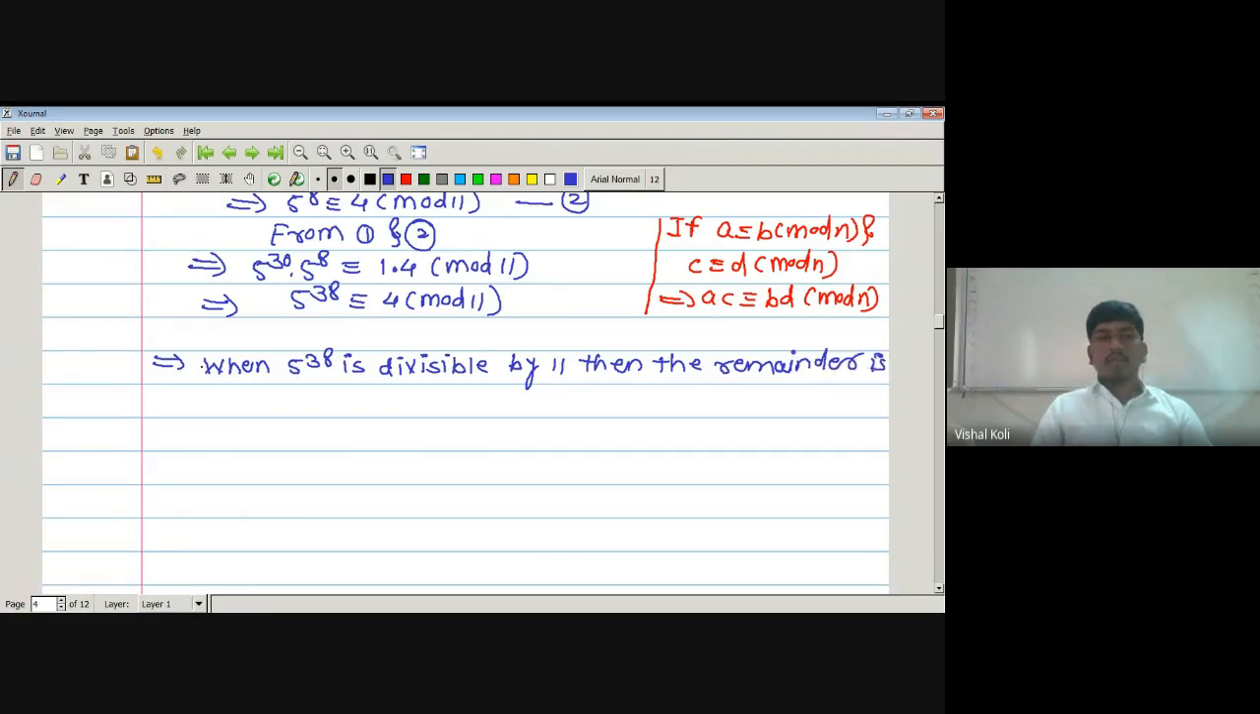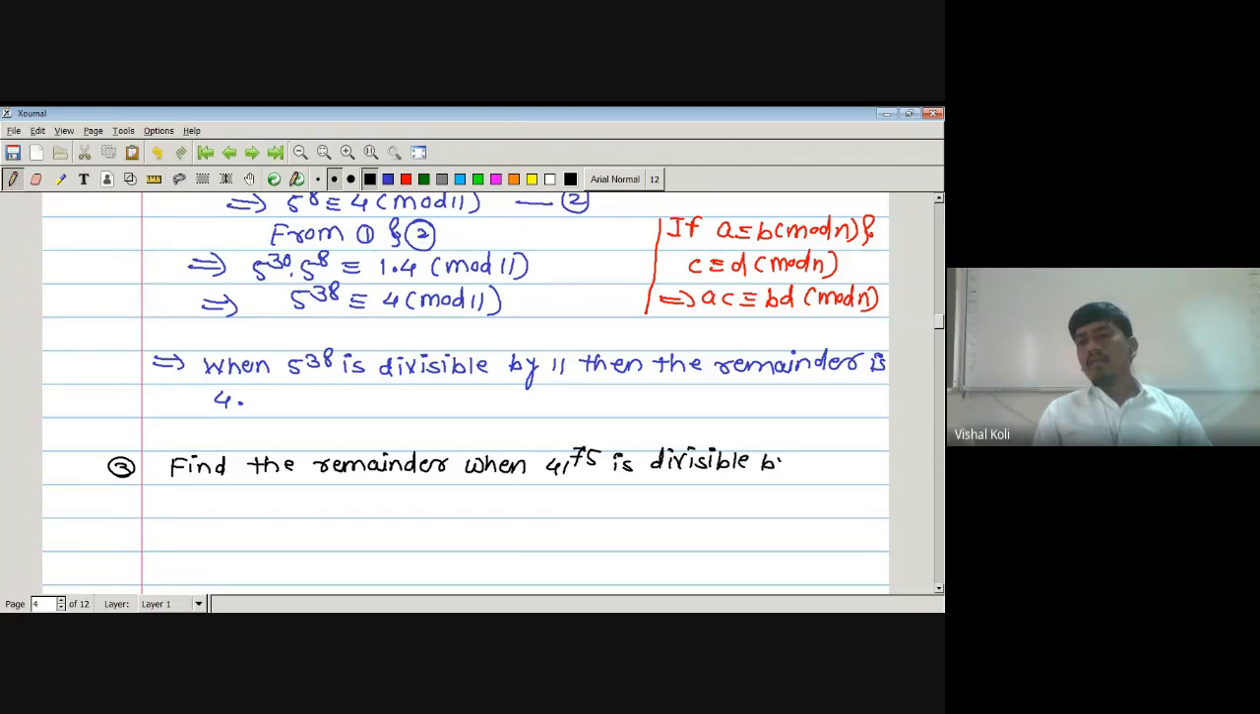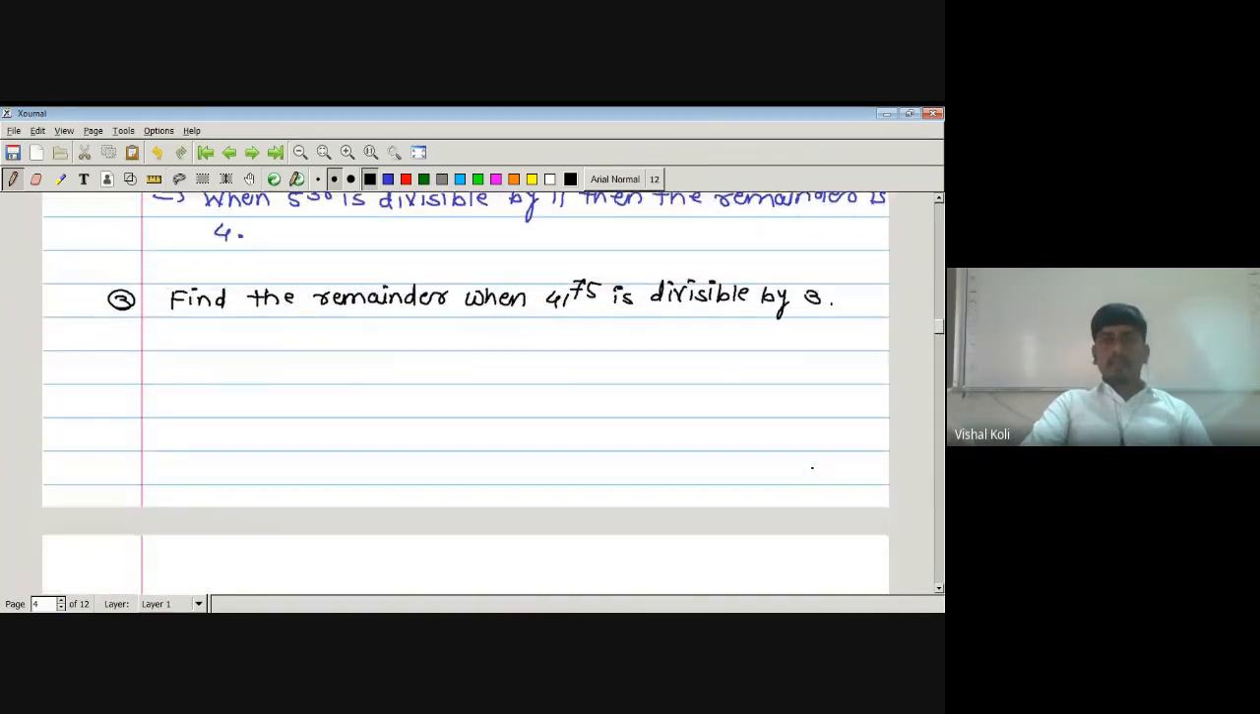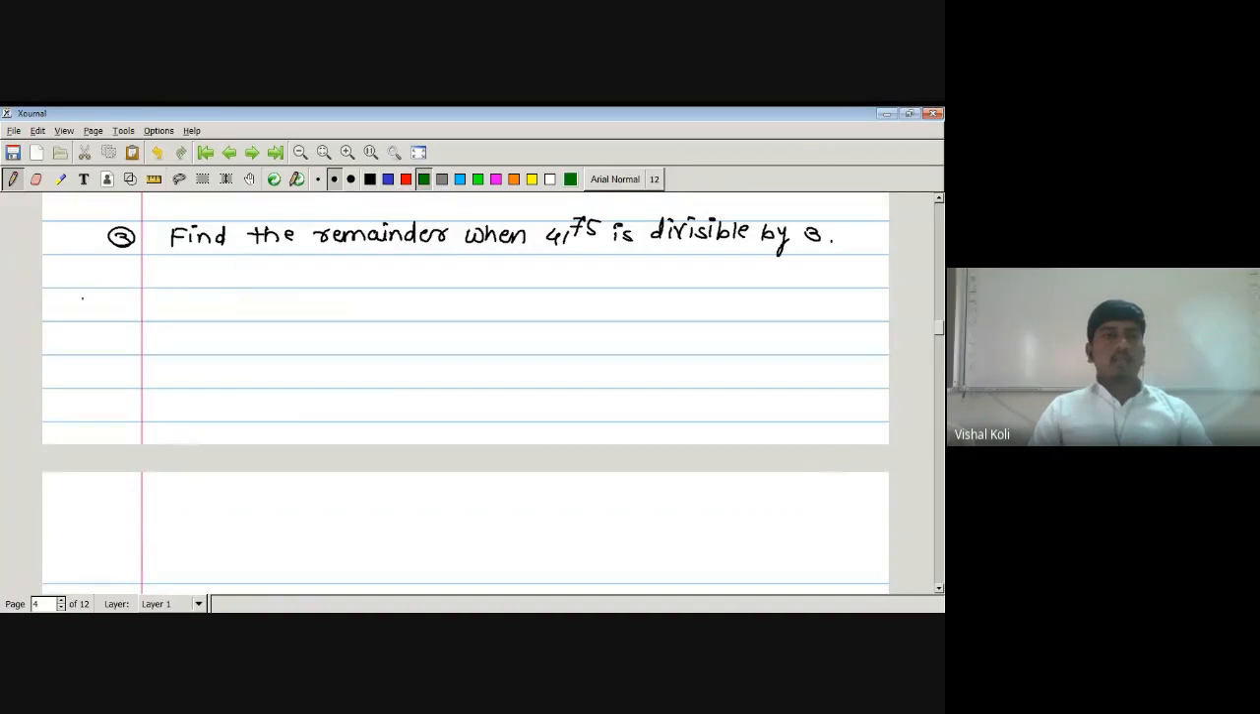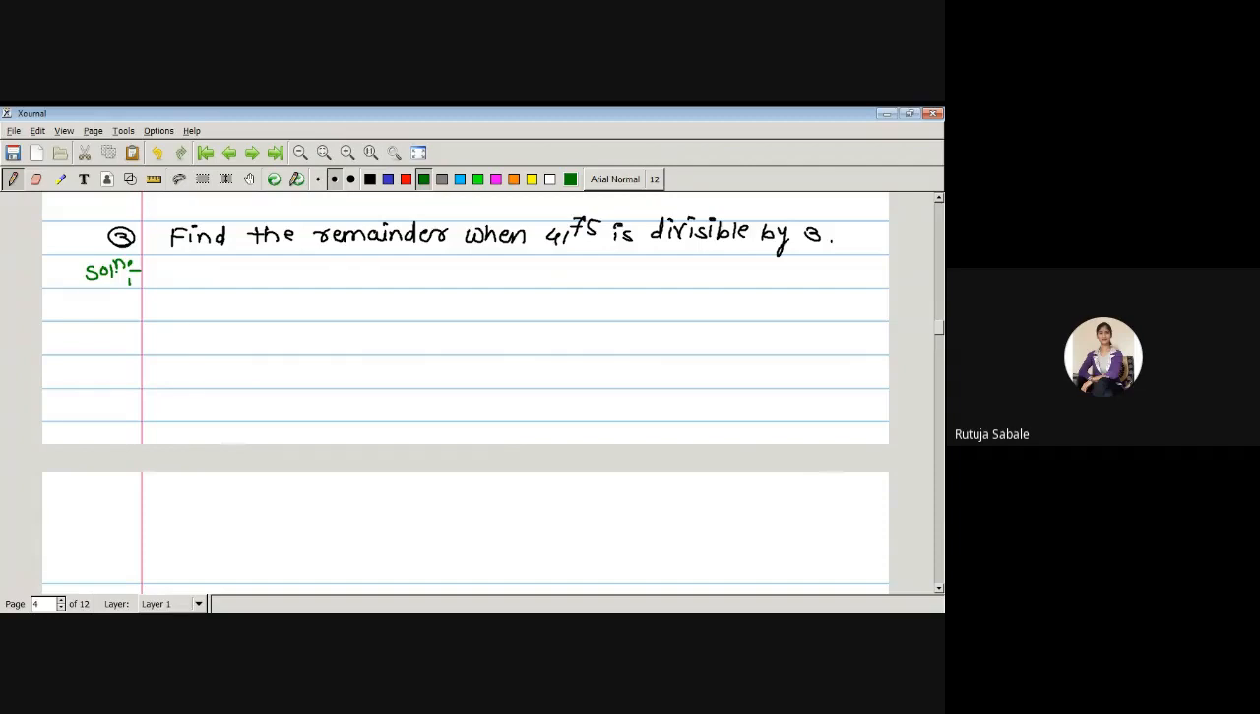That is okay. Now the next example, we will find the remainder when 41 to the power 75 is divided by 3. Find out this one. Tell me, what are the values of A and P here? A is equal to 41 and P is equal to 3.